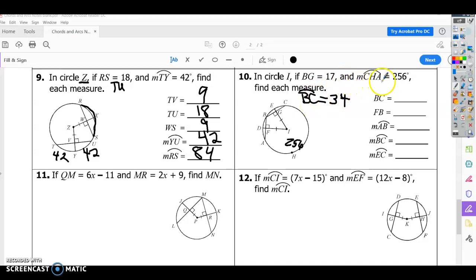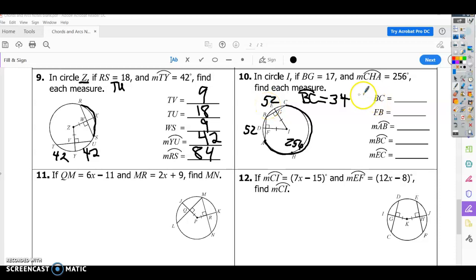And the measure of CHA, here's CHA, this big part here. We know that all of that equals 256. And we still know that the whole thing equals 360. So while I'm looking at this, 360 minus 256 is 104, and then 104 divided by 2 is 52. So each of these arcs are going to be 52. Again, because the radii are congruent, that means the arc measures are also congruent.